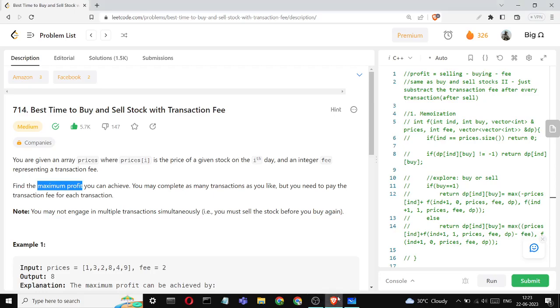So the problem is a famous one. This is similar to Best Time to Buy and Sell Stock II. If you have solved that, it is well and good. If you have not, we will see. We'll understand this problem in this video.